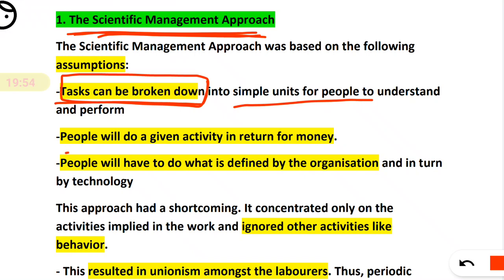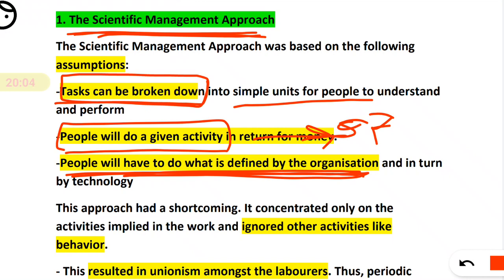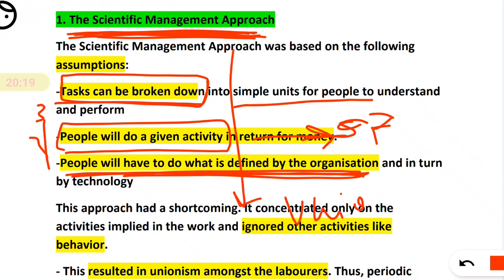Second, people will do the work for what? For just money, not for any other thing. Third, people have to do what is defined by the organization or the management, not anything by their own mind. So these are the three assumptions of the scientific management approach, and that's why that approach resulted in unionism in the industry.